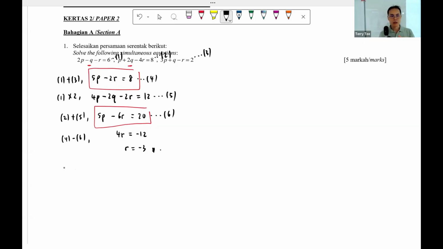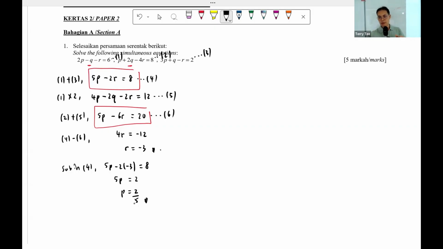So once you get the value of R, you can just substitute inside any equation. Which one is easier? Actually, we want to find P first, so I think we start with equation 4. So 5P minus 2R, R is negative 3, equals 8. So this is 6, and 6 I bring over becomes minus 6. 8 minus 6 is 2. P is 2 over 5.